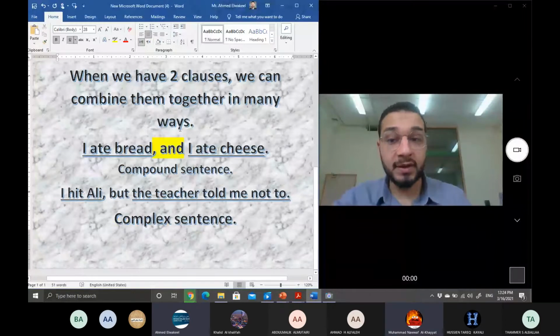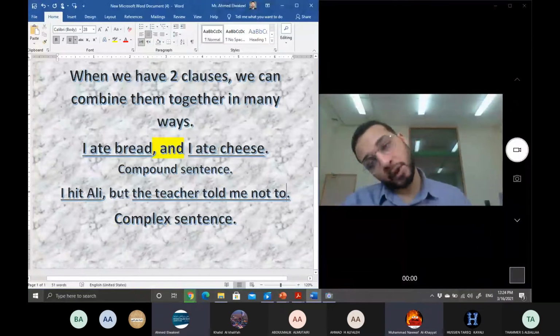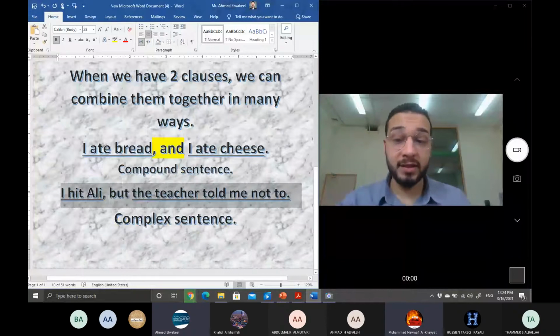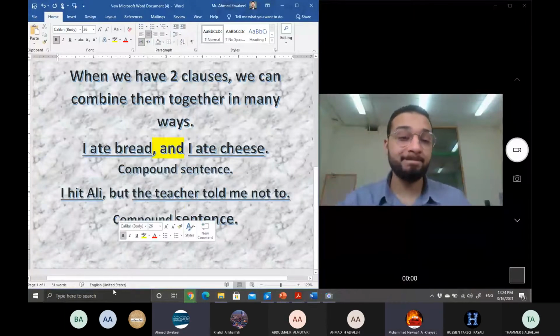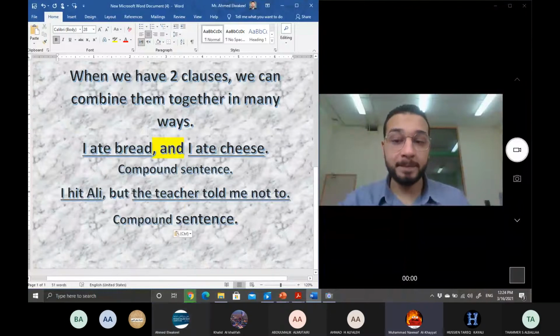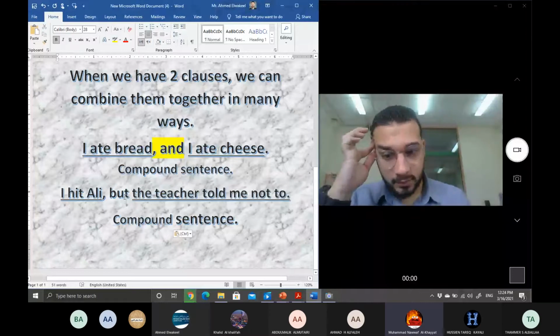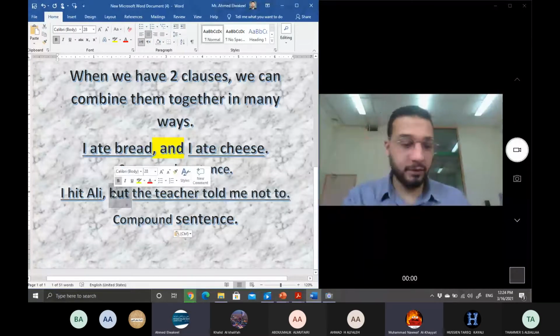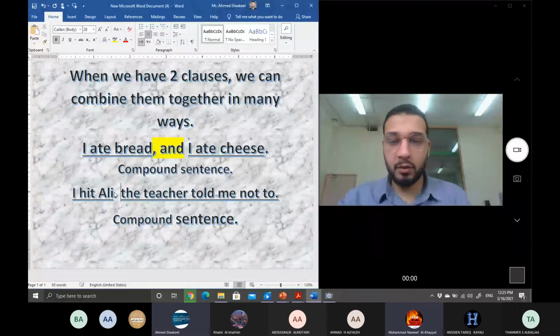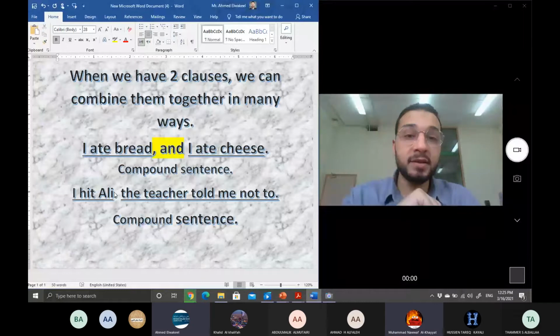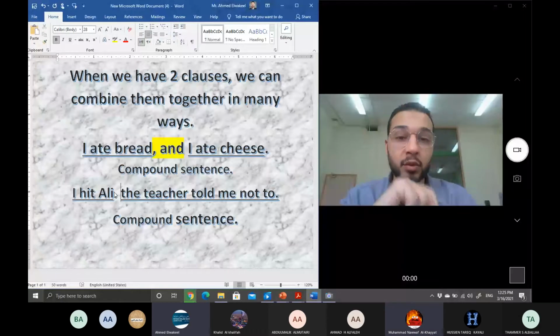So I've made an even more complex sentence? No, this one is not a complex sentence. Unfortunately, this one is a compound sentence. Why? If I remove but, I hit Ali, the teacher told me not to. Yes, if we remove the but and add a period, we have two independent clauses.